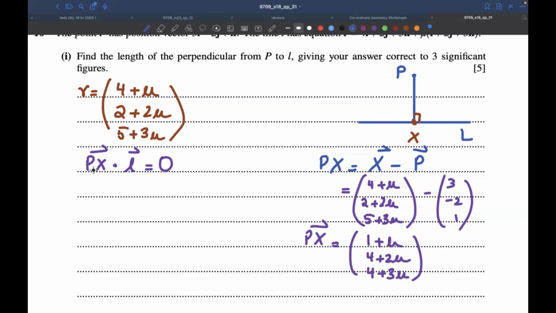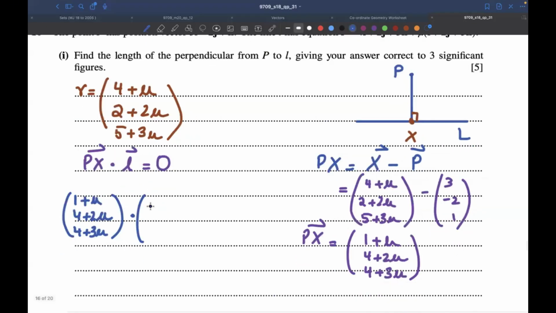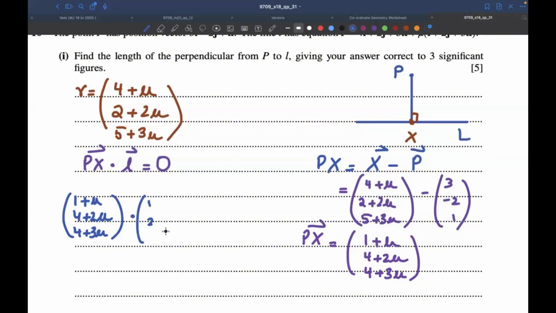Now, substituting this over here, we get (1 + μ, 4 + 2μ, 4 + 3μ) dotted with the direction of L, that is (1, 2, 3). And this will be equal to 0, because we know from the scalar product that a·b is |a||b| cos θ, where a and b are the direction vectors. As they are perpendicular, cos 90 is 0, so the right hand side becomes 0.